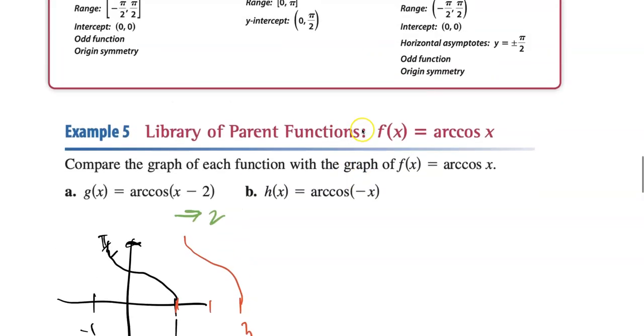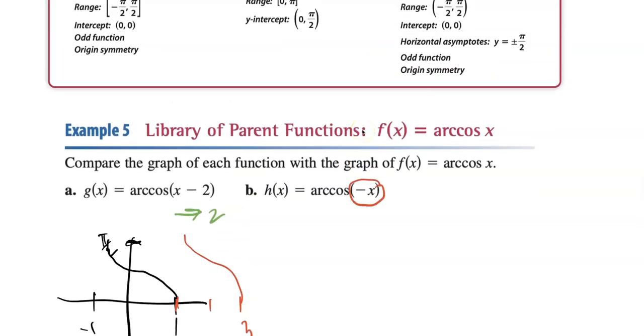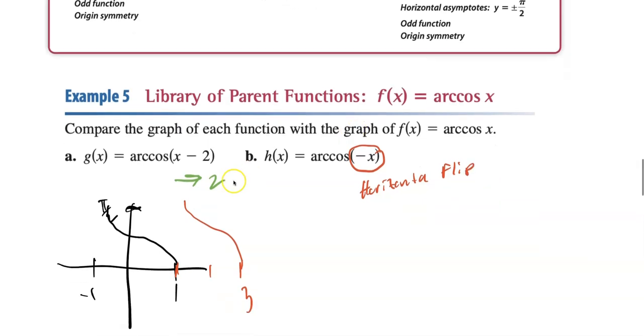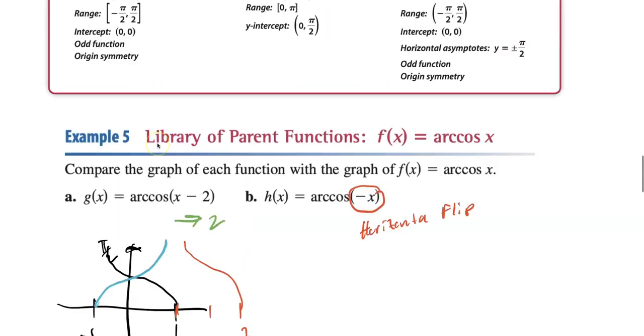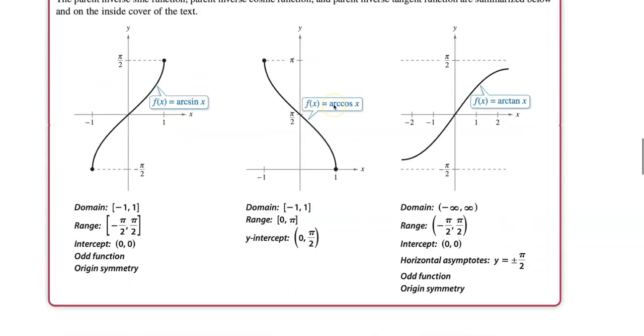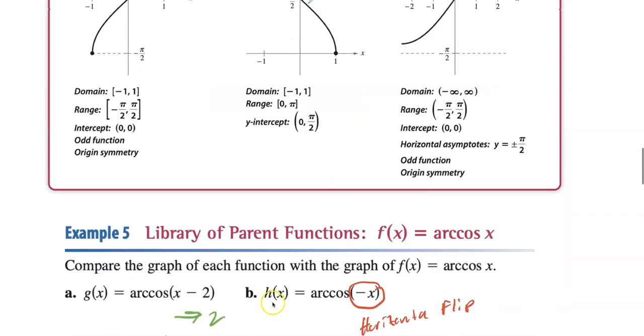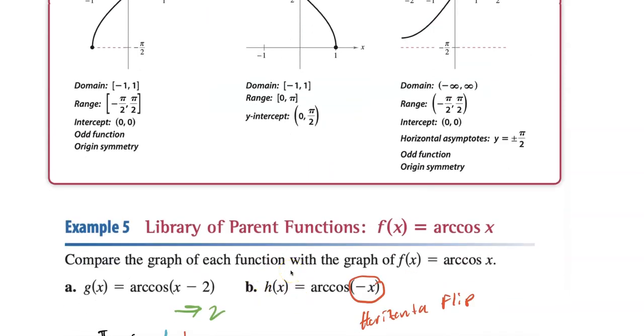And it's going to be the exact same picture. All right, this one right here, cosine, is a horizontal flip. It's on the inside, so we're going to flip it left and right. So instead of looking like this guy, it's going to look like this guy. Like everything else, if you know the parent function, doing all the translations and flips is easy after that.